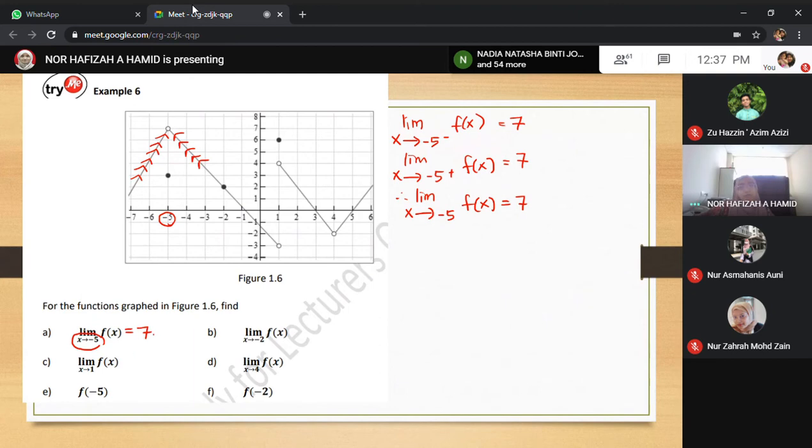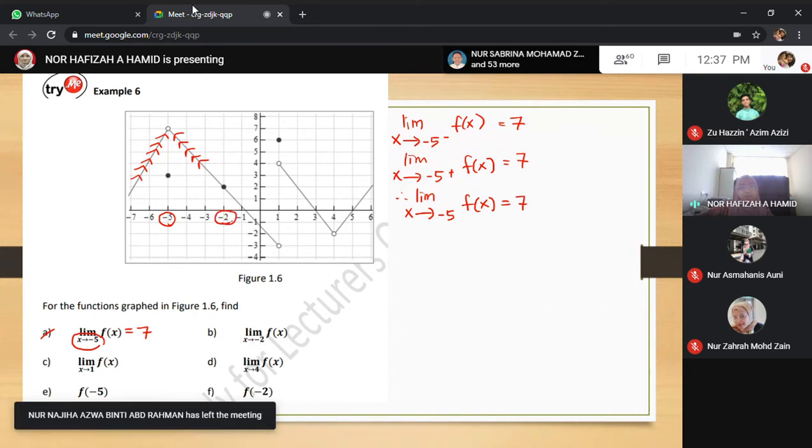Okay, B you can do later. There is a recorded video you can refer to. When x approaches negative 2, this one is negative 2. The limit is the same: you have to calculate negative 2 plus and negative 2 minus first. The answer is still 2.